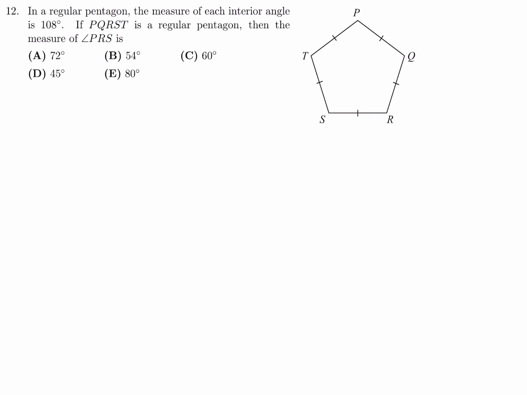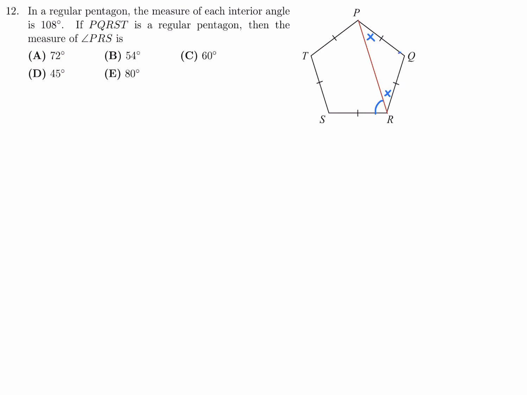In the regular pentagon, the measure of each interior angle is 108. If PQRST is a regular pentagon, then the measure of PRS is... PRS. So we want this angle in here. Okay, so if this is going to be x, that's going to be x, because this is an isosceles triangle. That's what those lines mean.